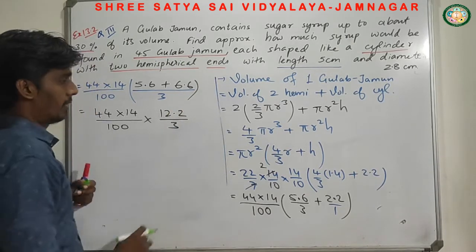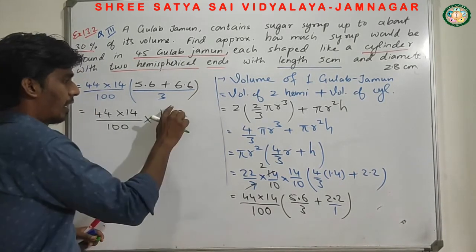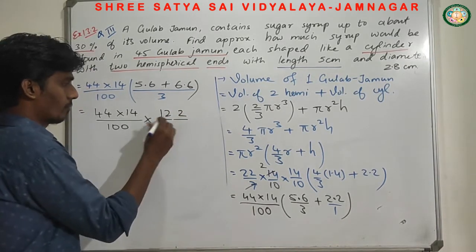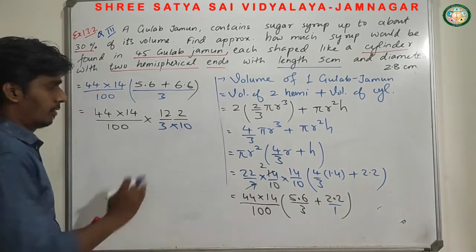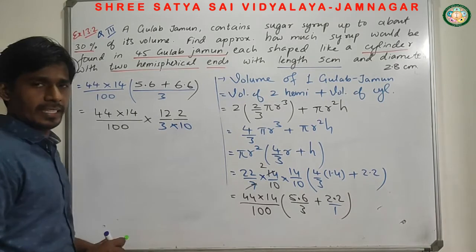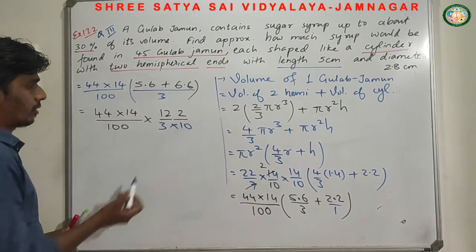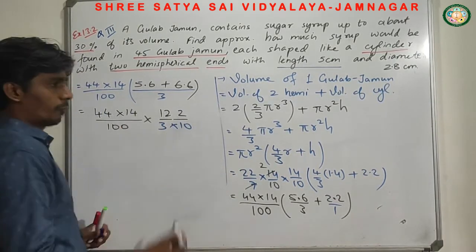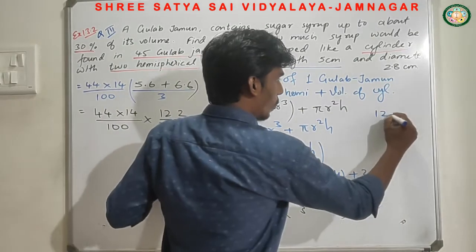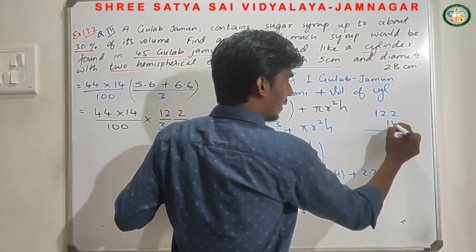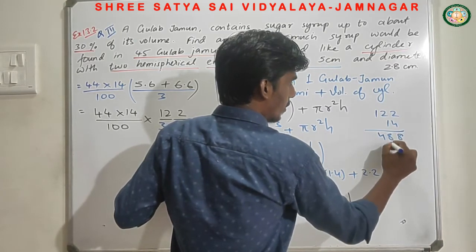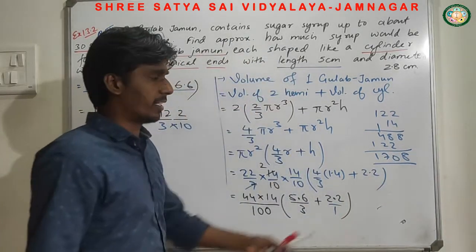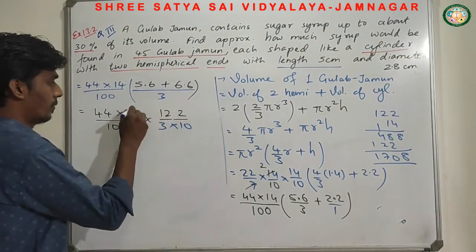It's 12.2 upon 3. Now, if I remove this decimal point, I'll take 10 in denominator. I removed the decimal, so I got 10 in denominator. So now what I got? 122 into 14 into 44. So let me multiply in front of you. 122 into 14. It's 8, 4, then 2, 2, 1. It's 1708 is the multiplication of these two numbers.